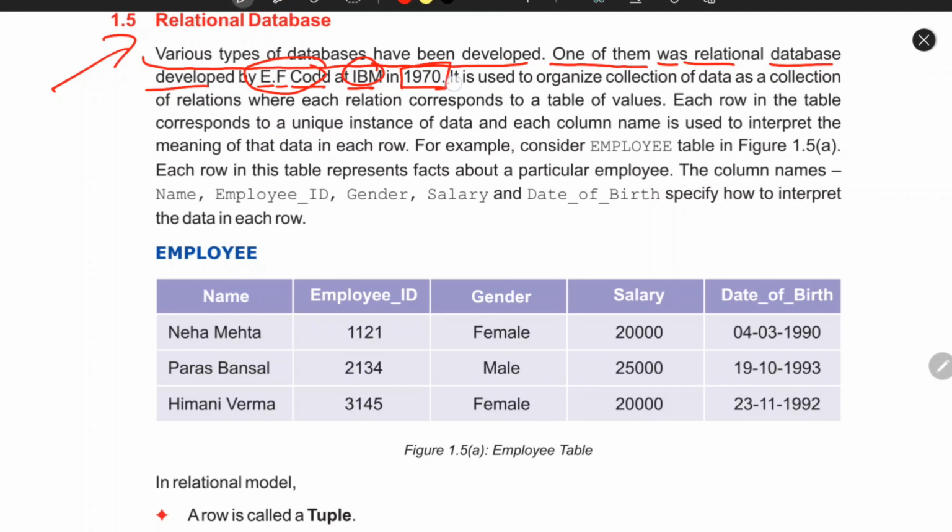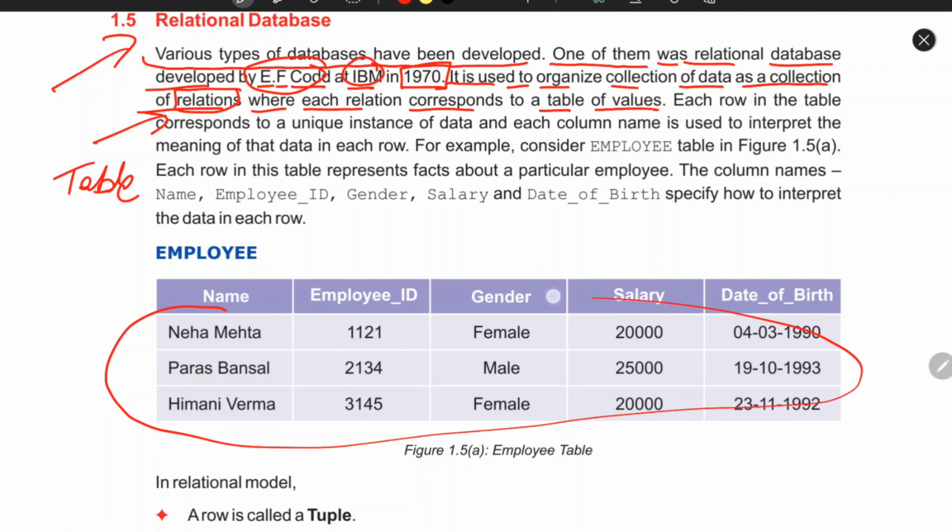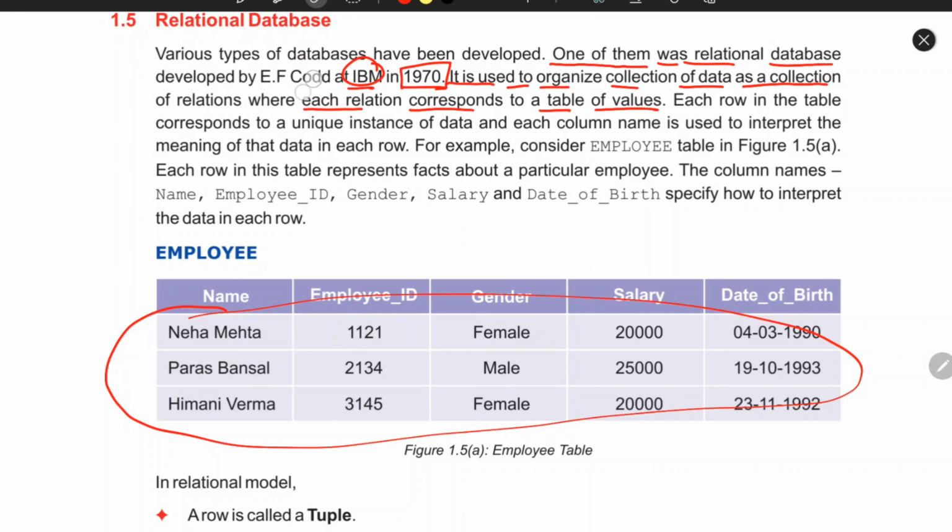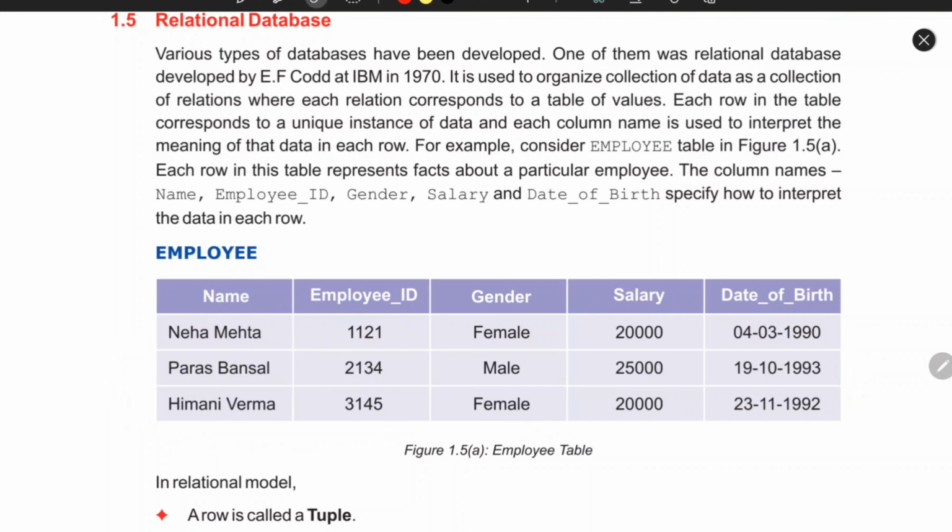The next is that it is used to organize a collection of data as a collection of relations. That word relational means in the form of tables we are going to store the data, where each relation corresponds to a table of values. We have the values here inside the table, you can see here. So let's see what is the meaning of column in this SQL language, and what are the meanings of rows, cardinality, domain. Each one we are going to understand today.